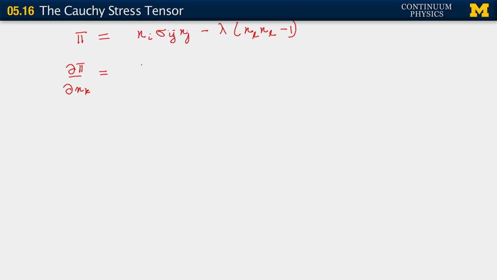When we do this, we get the following, right? We get delta ik sigma ij nj plus ni sigma ij delta jk minus lambda, or twice lambda, delta lk nl. Okay, just using the fact that the derivative of any n with some index with respect to n gives us a Kronecker delta in those two indices, right?